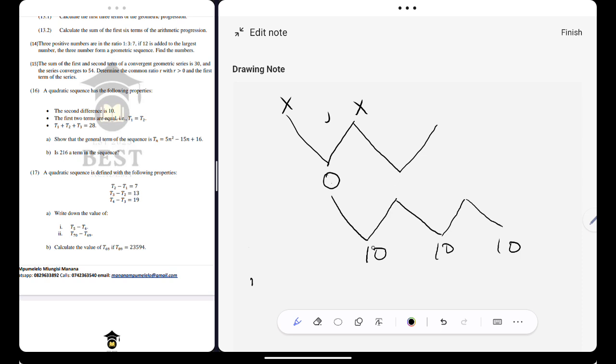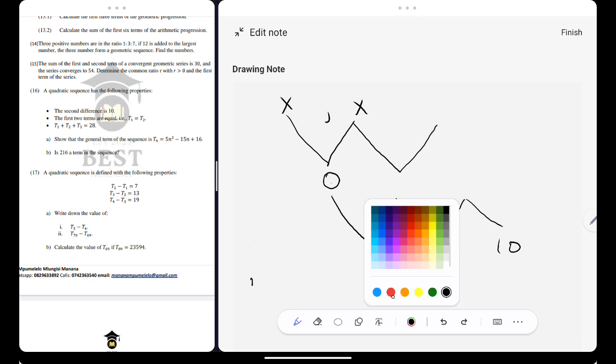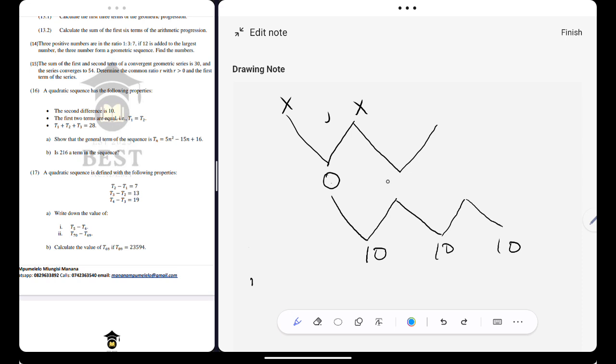So if here I have 10, for me to find the second term of the first difference, I'll say 0 plus 10. I'll get another 10. And then for me to find the third term of the quadratic sequence itself, I need to say x plus 10. I know here I have 20 because x plus 10 will give me 20. And the fourth term will be x plus 10 plus 20. That will be x plus 30.